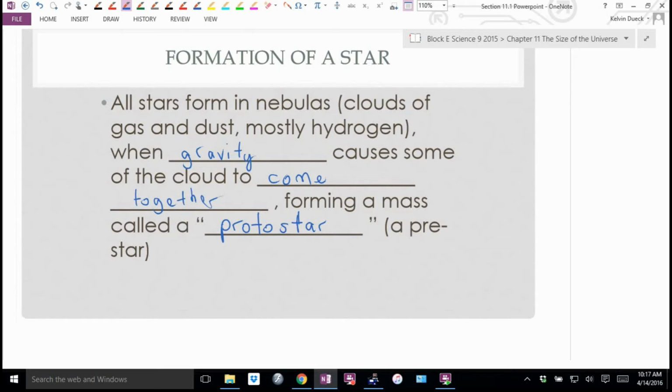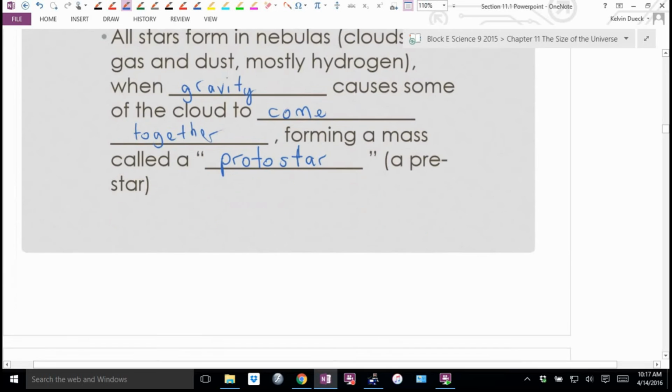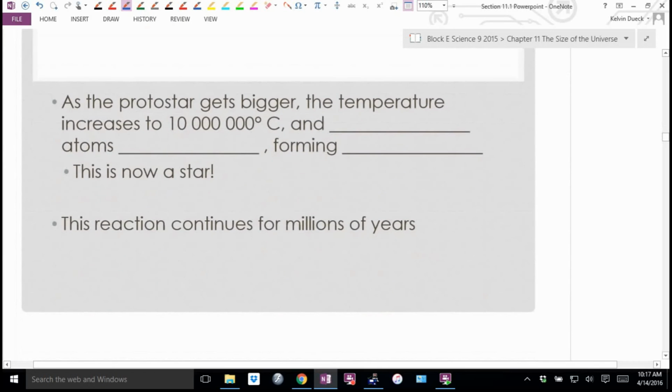So we have a protostar. We've got something kind of roundish shaped, ready to go. Now what? As the protostar gets bigger, the temperature at the inside increases because you're pressing down, and all these atoms and molecules are moving together. Well, if you press your hands harder and rub them together, you get more heat. And so the temperature inside increases to about 10 million degrees Celsius.